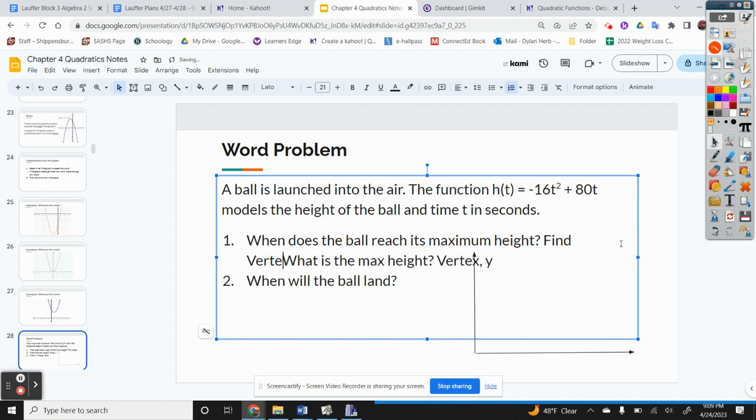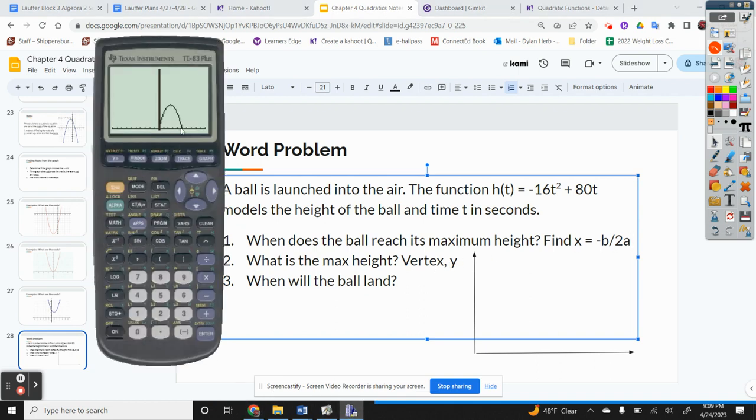So let's just put find x, and you can do negative b over 2a to find that. So that's going to find the center, which is where the maximum height is going to happen. What's the maximum height actually? It's the y coordinate of the vertex. And then 3, when will the ball land?